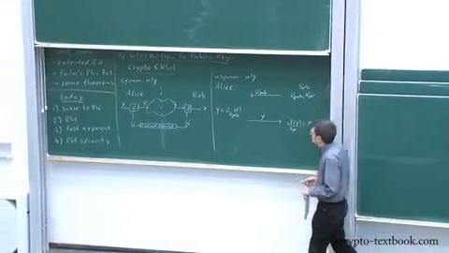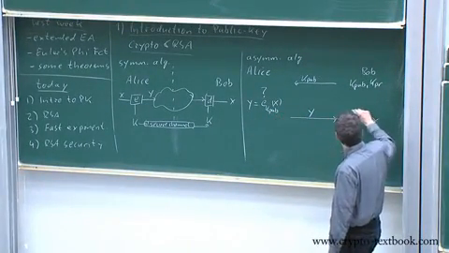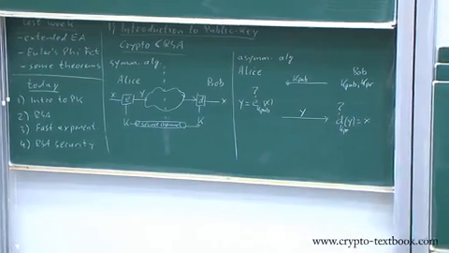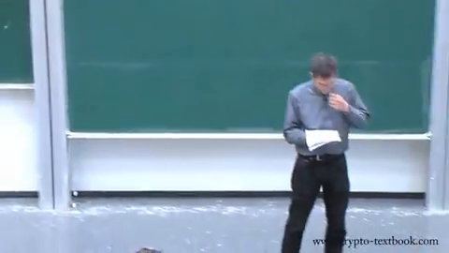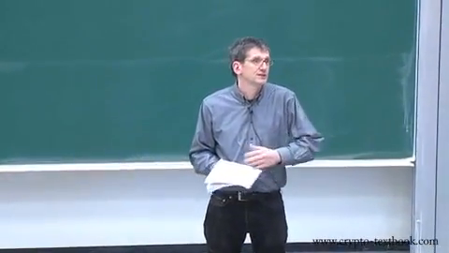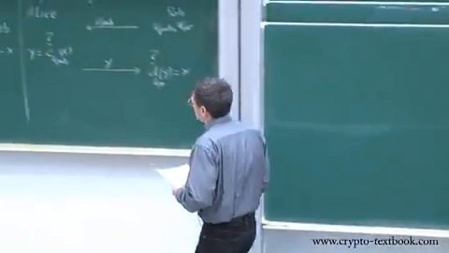And now the big question, obviously, is what are E and D, right? What is the encryption and decryption function? And one very pretty solution to that is RSA, the RSA public key crypto system, which has become the most important public key crypto system. And that's what we're going to do today.